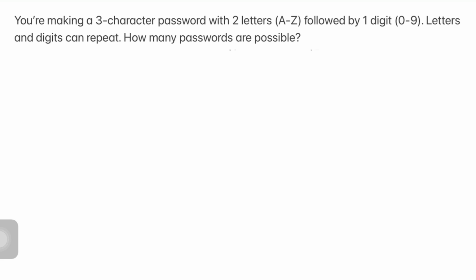It's one that mixes letters and numbers. Imagine you're creating a 3-character password. The first 2 characters must be letters A through Z, and the last one is a digit from 0 to 9. Also, we're told that characters can repeat, so you could have like AA3, where the A's are repeating, or ZQ9. Those are just some examples of passwords. Now let's break it down step by step.